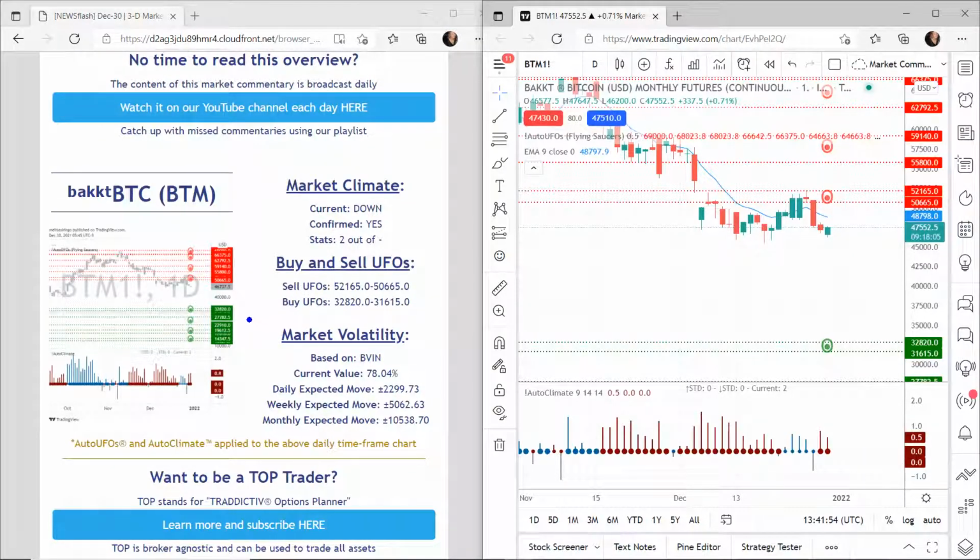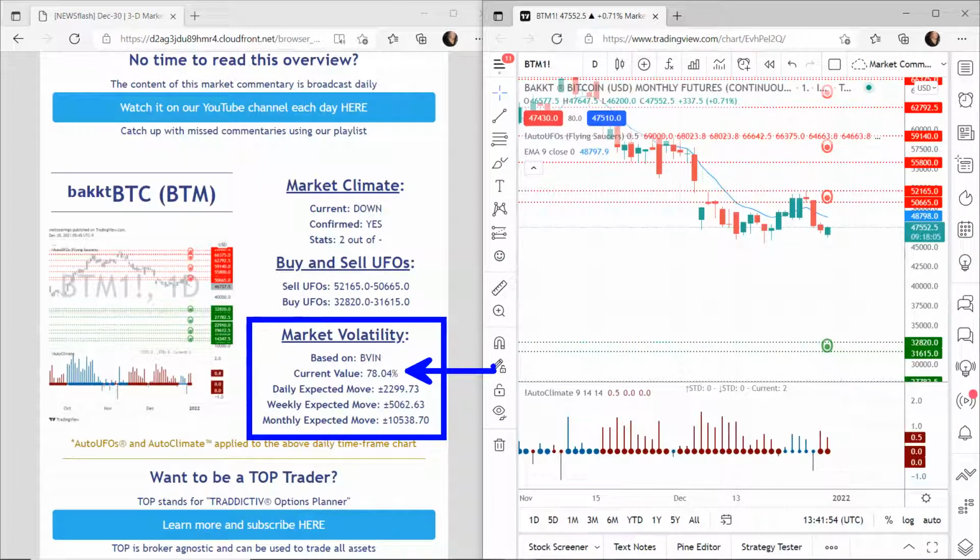Now in terms of volatility, we expect that Bitcoin would go up or down in 1 year by 74.04%. So in a day, that's 2,299.73 points, up or down. In a week, 5,062.63 points. And in a month, 10,538.7 points, up or down.